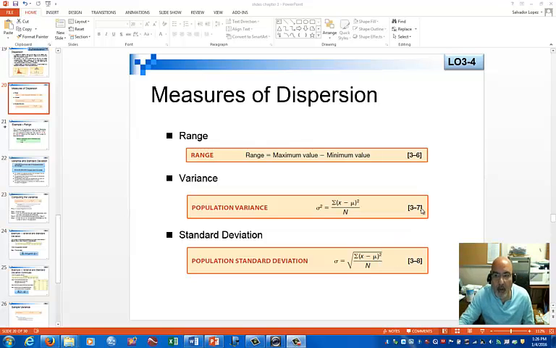In section 4 of the textbook, chapter 3, we look at the measures of dispersion. Remember, in section 3, we looked at the measures of location. But now we are looking at how dispersed the data may be. And we're going to look at range, variance, and standard deviation.